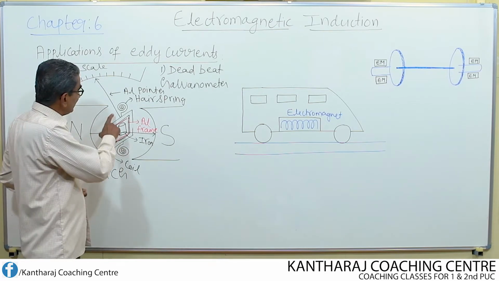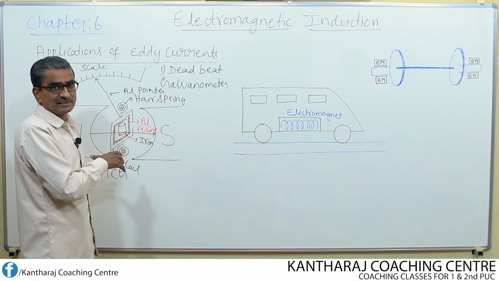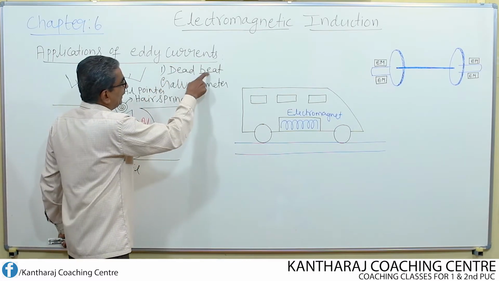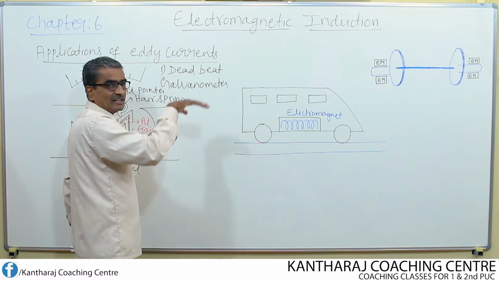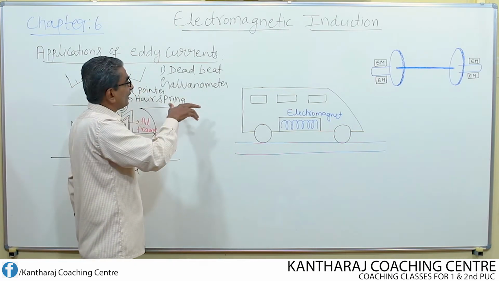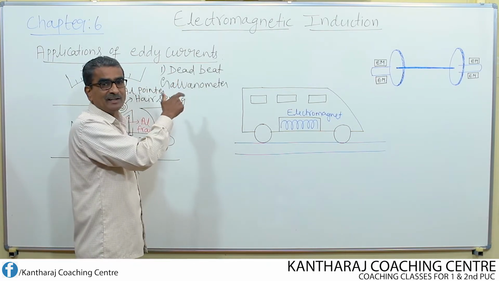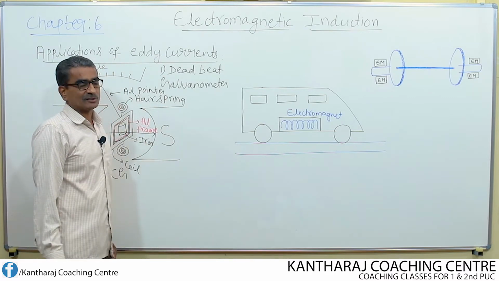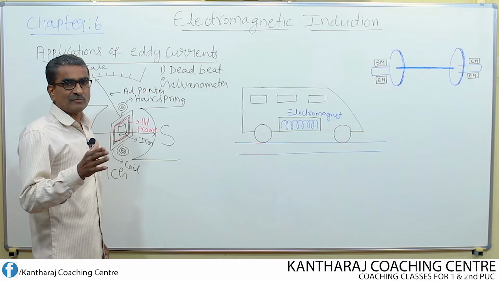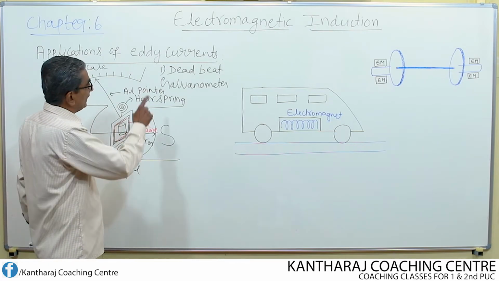Since the oscillation dies out immediately because of eddy current, we call this dead beat. Dead beat means oscillations coming to a stop, or oscillations dying out immediately because of eddy current. That is why the term dead beat is given. So this is one of the applications of the eddy current.